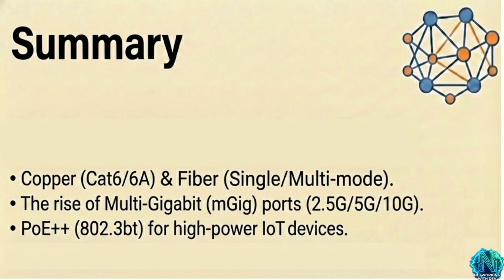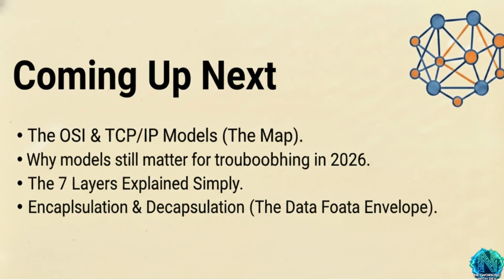And finally, we saw how PoE++ is transforming our data lines into high-capacity power lines for the next generation of IoT devices. Now that we've mastered the physical world of cables, light pulses, and power standards, it's time to look at the brain that coordinates it all. In our next lesson, we are diving into the OSI and TCP/IP models, effectively the universal maps of networking. We'll break down exactly why these models still matter for professional troubleshooting in 2026, keeping you ahead of the curve in a rapidly evolving field.